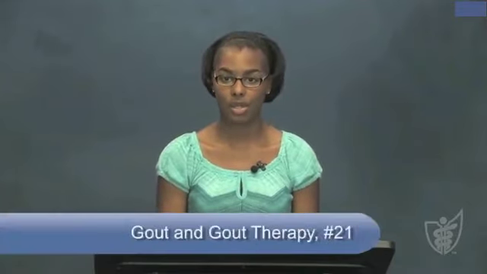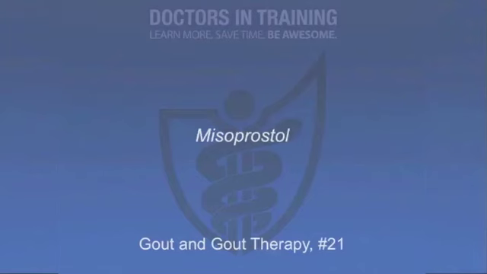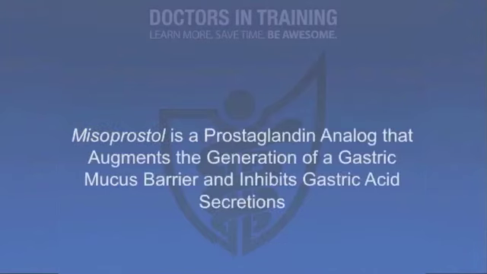Indomethacin is an NSAID, and it puts the patients at increased risk of GI ulcerations. So what we can use to counteract that is misoprostol. It is a prostaglandin analog that augments the generation of gastric mucus barrier, and it also inhibits gastric acid secretions. So when you use NSAIDs to treat gout, as I've said, indomethacin is basically the drug of choice.